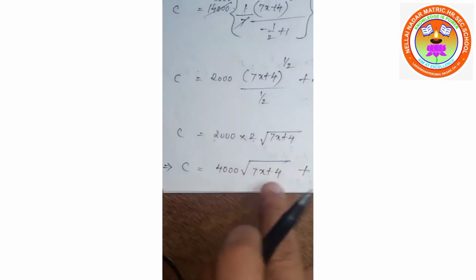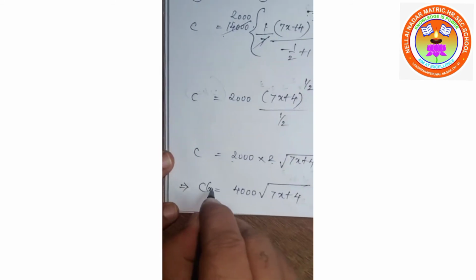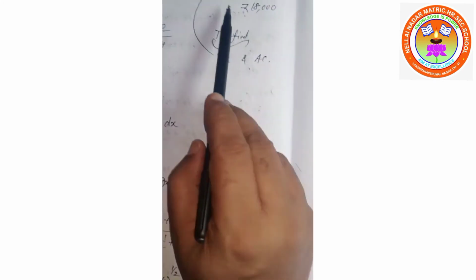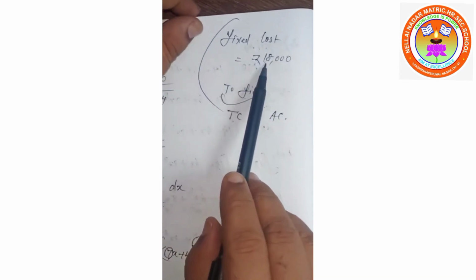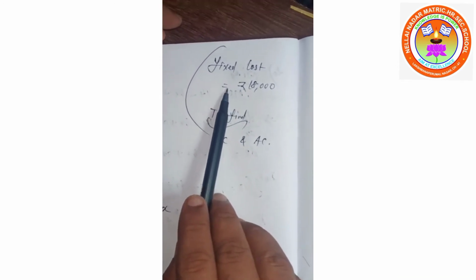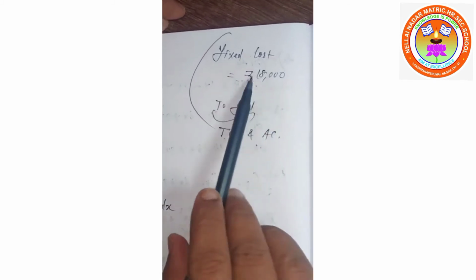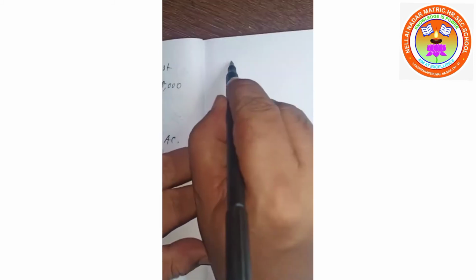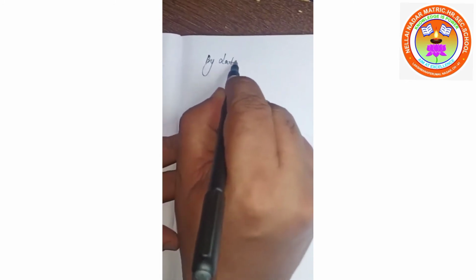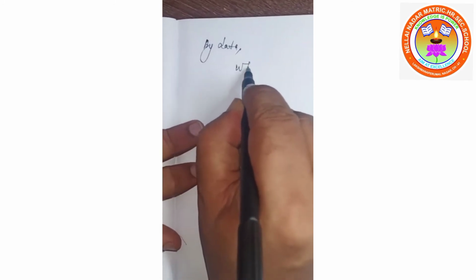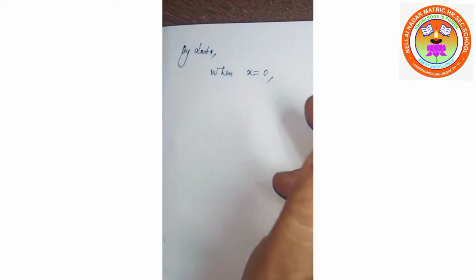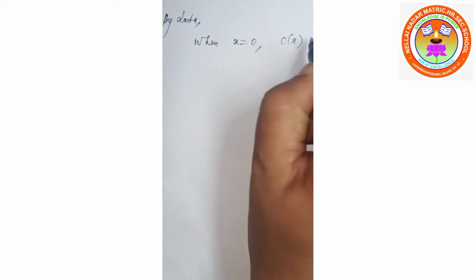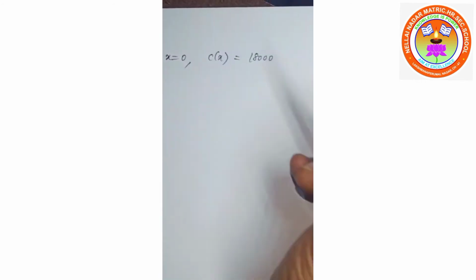So cost in terms of x, so write C of x. Here you are given fixed cost. If you are given fixed cost, you have to consider x value as 0 and C of x value as 18,000 by data. When x equals 0, remember, if you are given fixed cost, you have to consider x equal to 0, then the fixed cost value, that is C of x, equals 18,000.